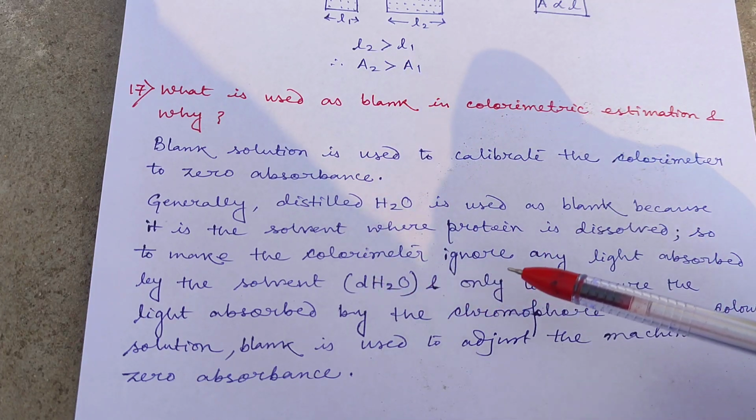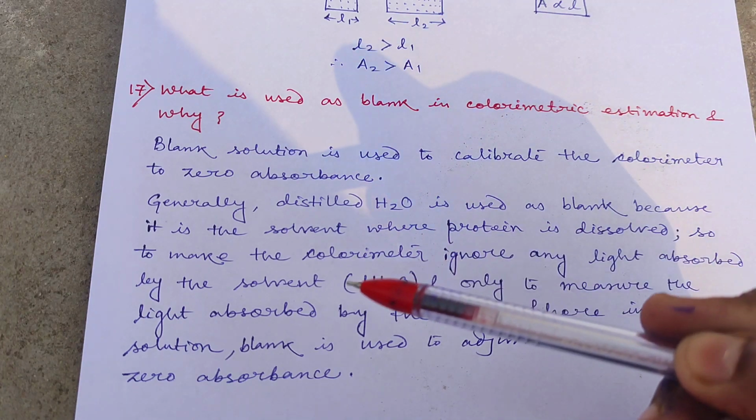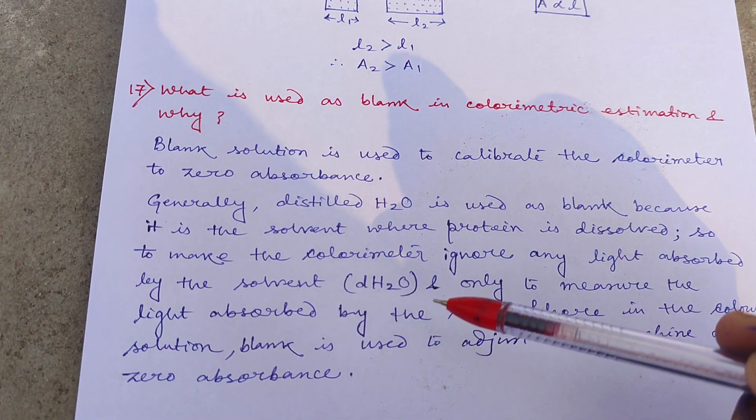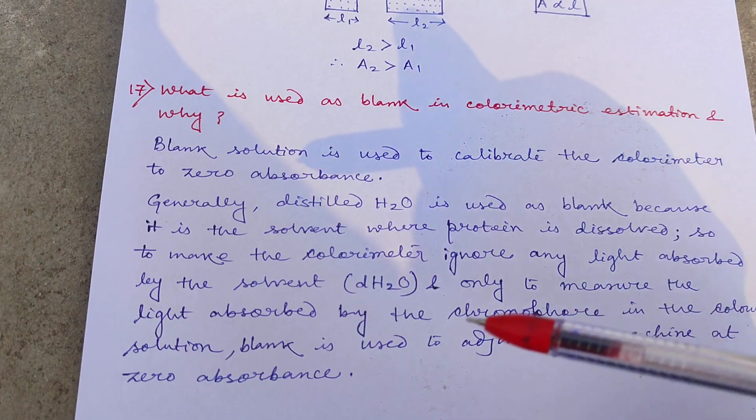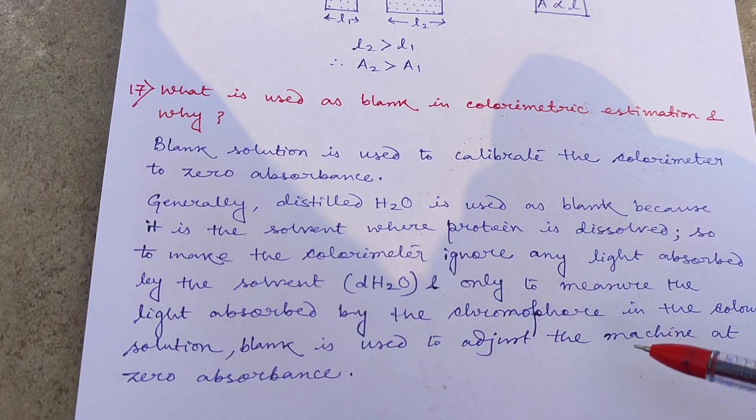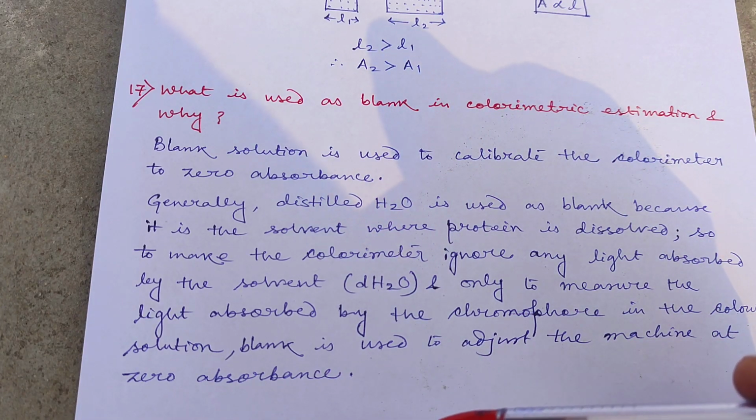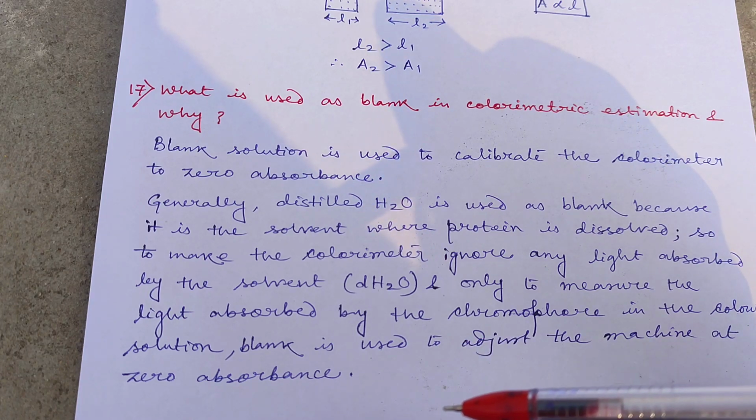To make the colorimeter ignore any light absorbed by the solvent, that is the distilled water, and only measure the light absorbed by the chromophore in the colored solution, the blank is used to adjust the machine at 0 absorbance. I think you have got it.